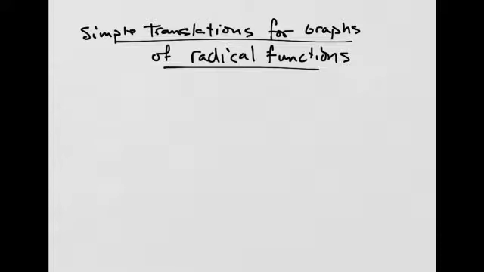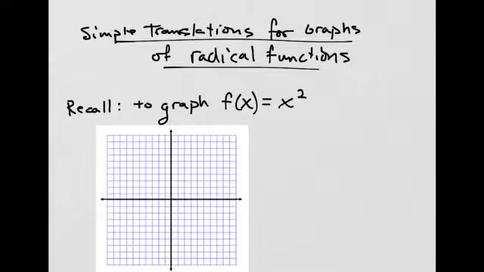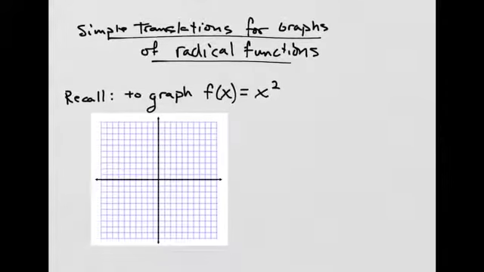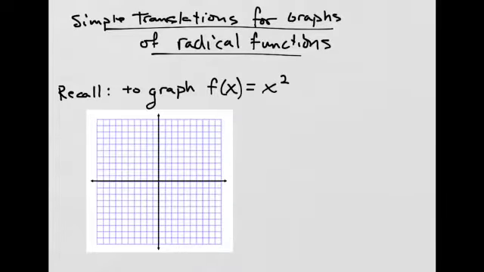So we're going to look at simple translations for graphs of radical functions, but we actually know all these rules already. So I'm going to try and remind you of something, and then after that we'll do examples. Remember that if we want to graph f of x equals x squared, that's a parabola that opens upwards, and it starts at the origin.